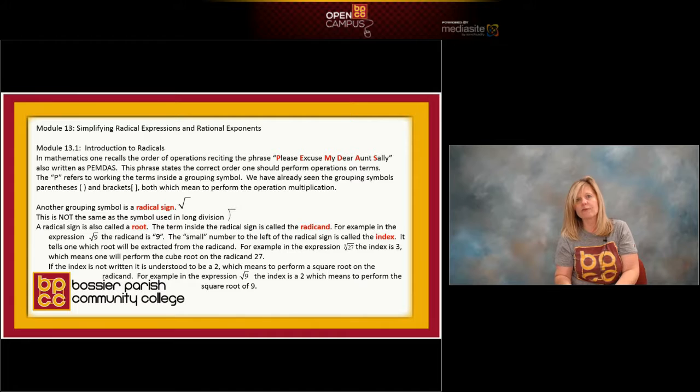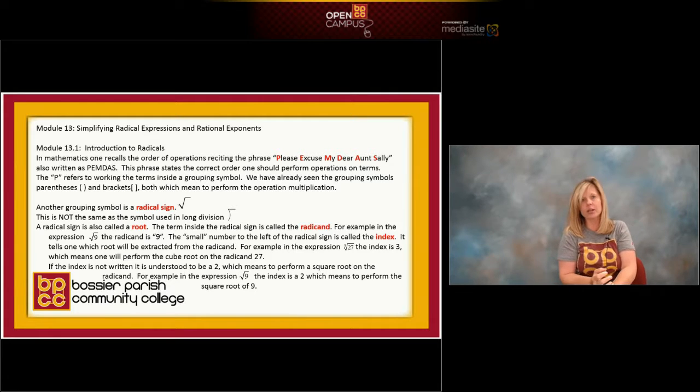Ladies and gentlemen, parentheses and brackets are not your only grouping symbols in math. The grouping symbol we're going to focus on in this module is your radical symbol, your radical sign, or your root symbol. And if you look at your PowerPoint, the root symbol is the check mark symbol. That means you're going to do an operation. You're going to do something to the number or the variable that's inside.